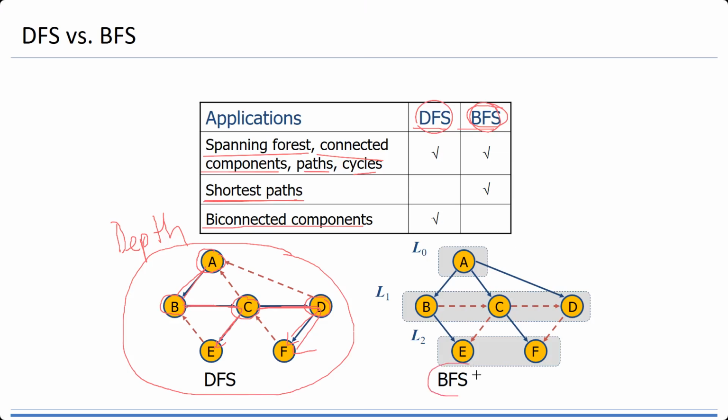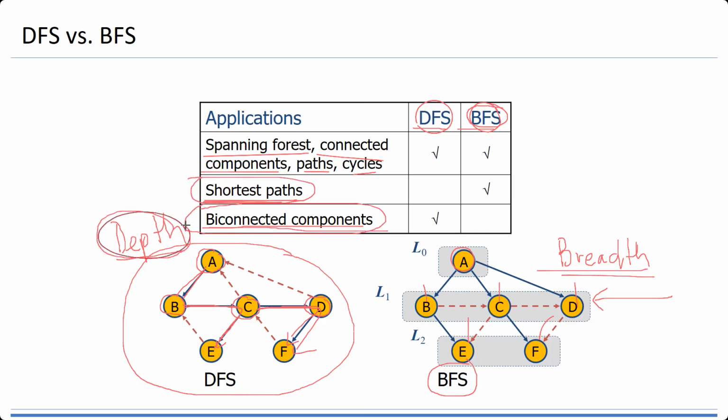If we look at the BFS, we use breadth. Breadth means after I check A, I'm going to check another level, which is B and C and D. After I check this level, then I will check E and F. So the sequence is a little bit different between depth and breadth. Those sequences make the difference in the applications. For the shortest path, you will use breadth. If you are using the bi-connected components, you are going to use depth.